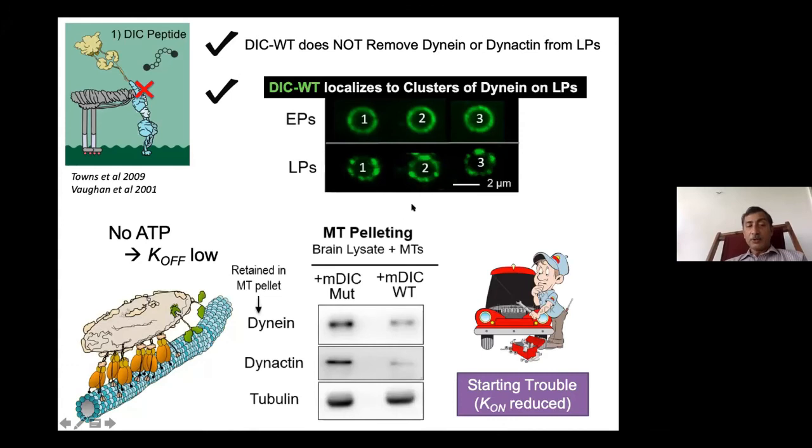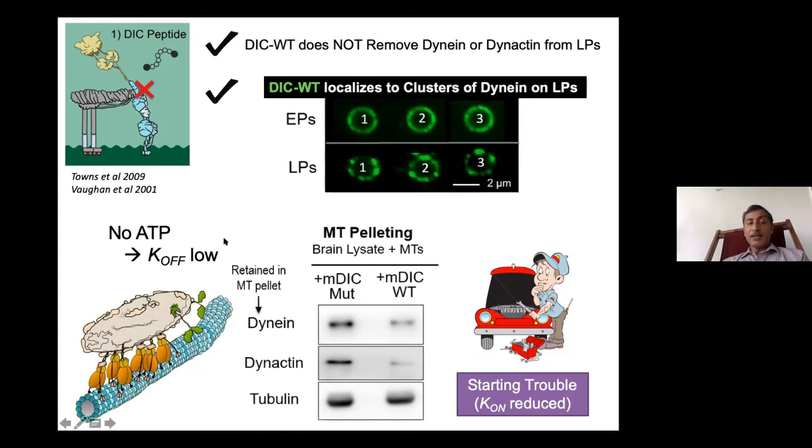Okay, so then we ask, what is the function of this attachment? Now what we did is that we made this DIC, this little peptide here, which was either a normal form of DIC or a mutated form which cannot bind dynactin. That is a famous negative control in our assays, in biology rather.